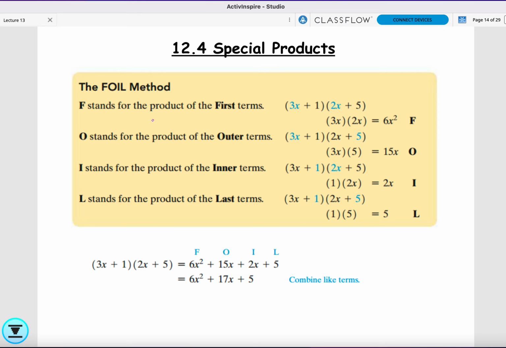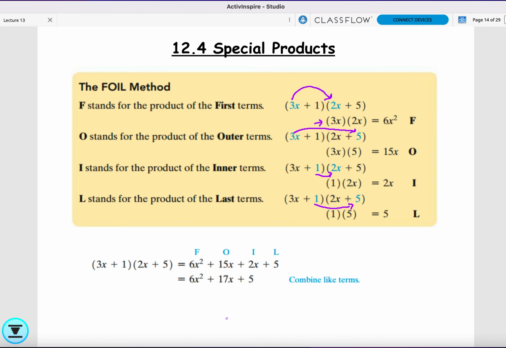So the F stands for the first term, so 3x times 2x, which is right here, which is just 6x squared, which is the F term. Then the O stands for the outer term, so it's going to be 3x times 5. And then the inner terms is the 1 times the 2x. The last term is the 1 times the 5. So you see the FOIL, combine your like terms, and then you have your final answer.